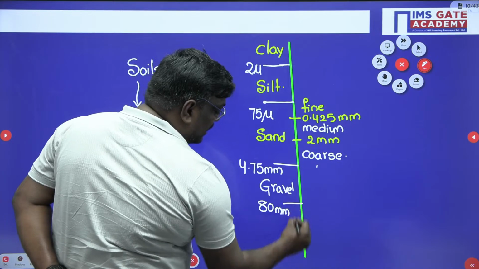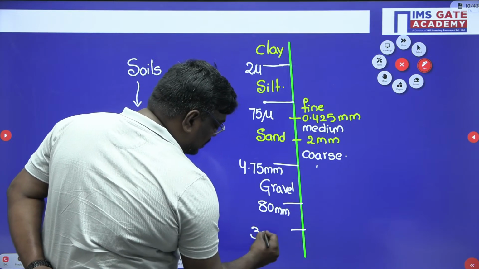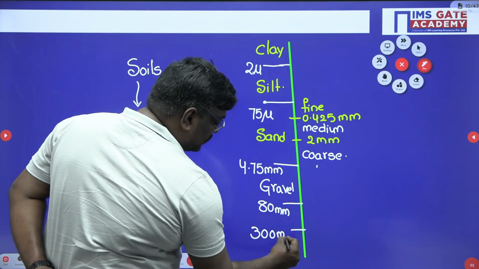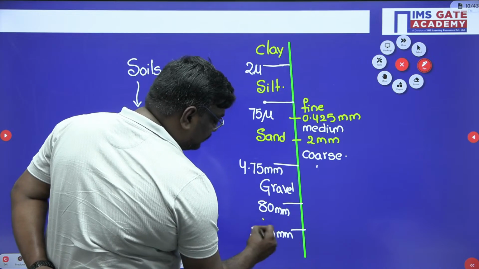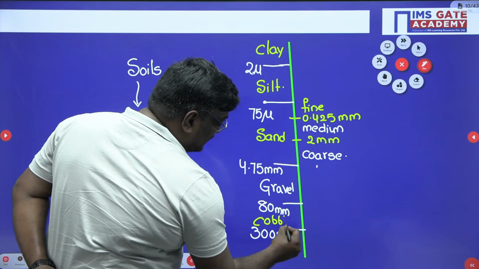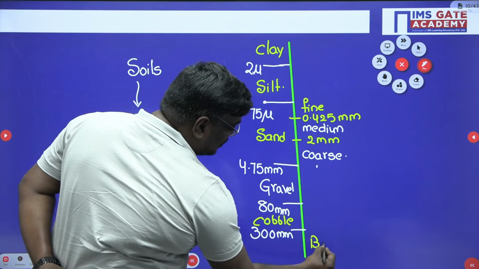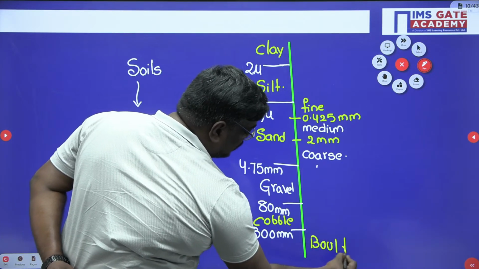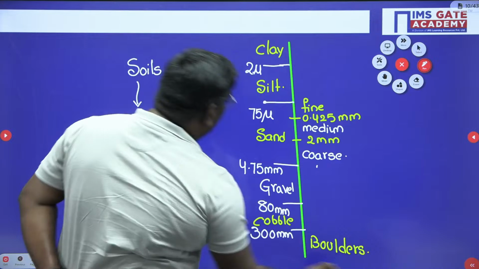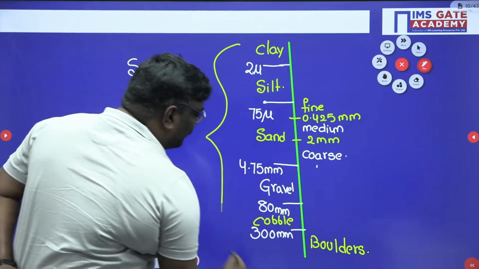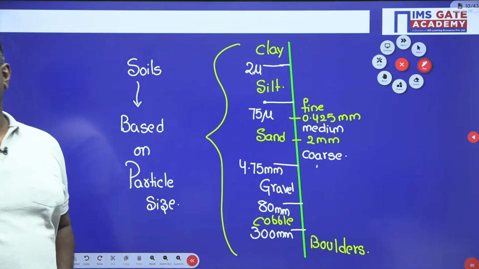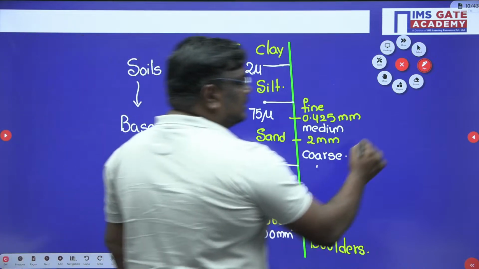80 to 300 mm, we call it cobble, and more than 300 mm we can call it boulders. So see students, whatever I have classified here, all these things are classified based on particle size.